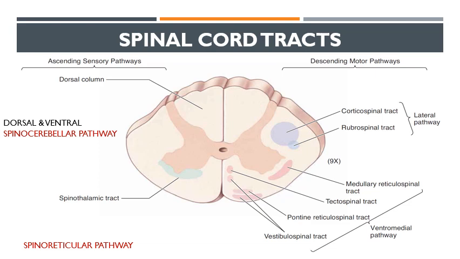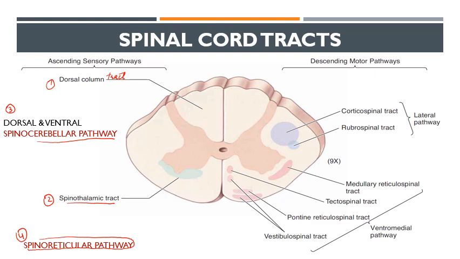The white matter of the spinal cord contains tracts. Tracts means the bundles of nerve fibers that pass either from a receptor to the brain or from the brain to the effectors. Effectors means the muscles and glands. The ascending tracts are numerous, but the most important ones are: number 1, the dorsal column tract; number 2, the spinothalamic tract; number 3, the dorsal and ventral spinocerebellar pathways; number 4, the spino-reticular pathway.